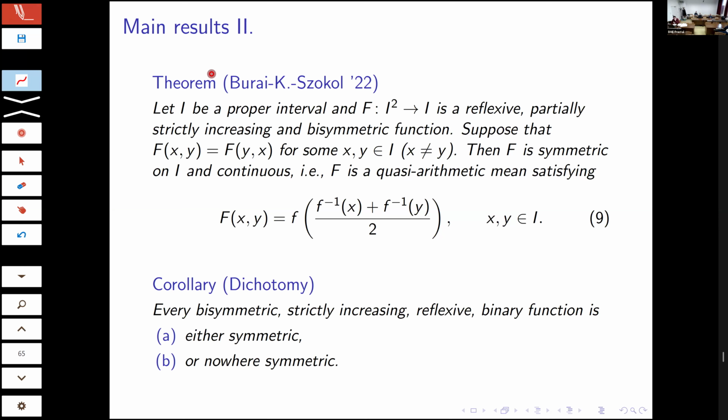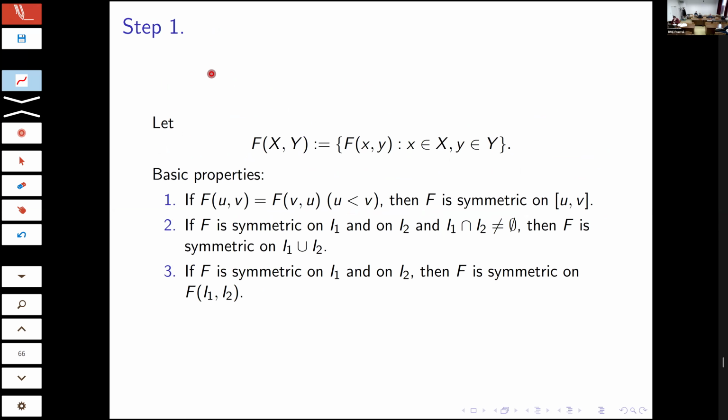And we get this dichotomy basically. Every bisymmetric, strictly increasing, reflexive binary function is either symmetric or nowhere symmetric. This is the end of this story. Very shortly, the proof is based on these three properties.